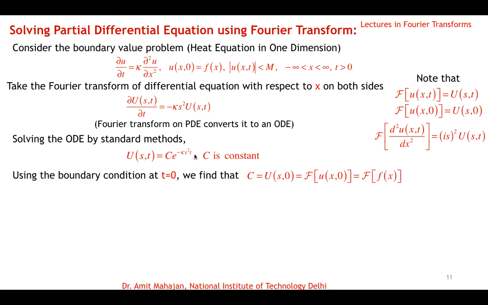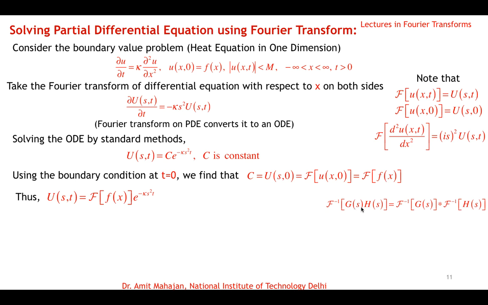So we can substitute this c value back here to write that the U function is the Fourier transform of f(x) times e raised to power minus kappa s squared t. And then to find the temperature distribution, the temperature u for this rod, we take the Fourier inverse transform. So the Fourier transform of u is U(s,t), then the inverse Fourier transform of capital U will be small u(x,t). And on the right hand side again it's a product of functions, so convolution is applicable.